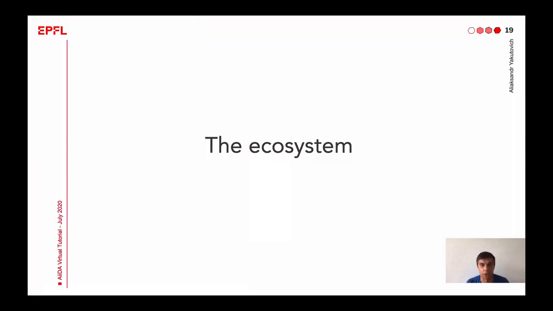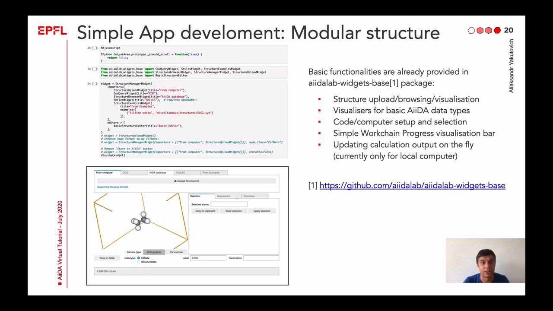And this brings me to the last part of my presentation. How can you create your own AiiDA application? AiiDA applications are fully modular. So if you want to build your own application, you would have to reuse the AiiPy widget that we use for the others. We also provide the AiiDA widget-based package that adds a few more widgets that are handy for material science. On the next slide, you will see such a widget called Structure Manager widget.